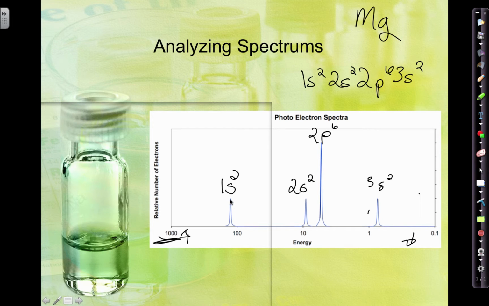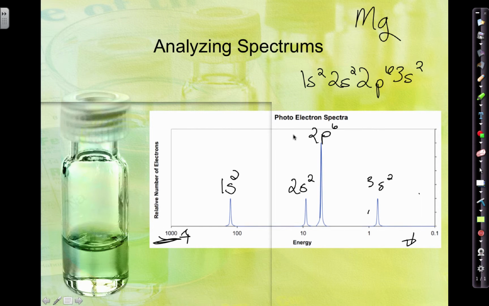So the closest one to the nucleus will be the one that's at the highest amount of energy. They're harder to pull off. The valence electrons will be further away. You could also be asked where you think the energy might lie on a different element.